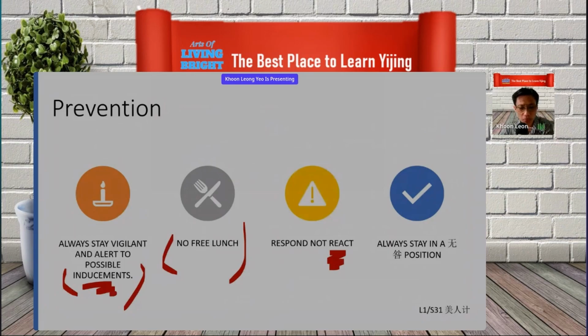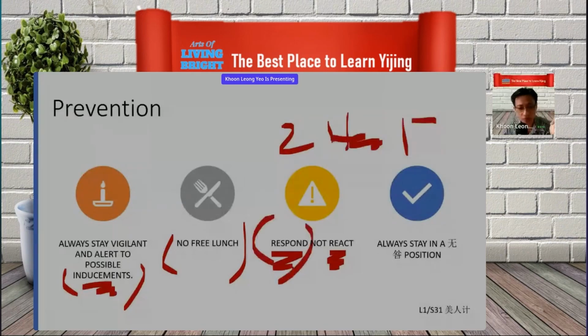Always learn to respond. How do you respond? Ask yourself the two questions from hexagram 5 first, then you respond. Okay. Always stay in a 无咎 position. 无咎 position means no regret, no blame. All right. In that case, when you can do this, you actually can prevent a lot of unnecessary 美人计 problems.